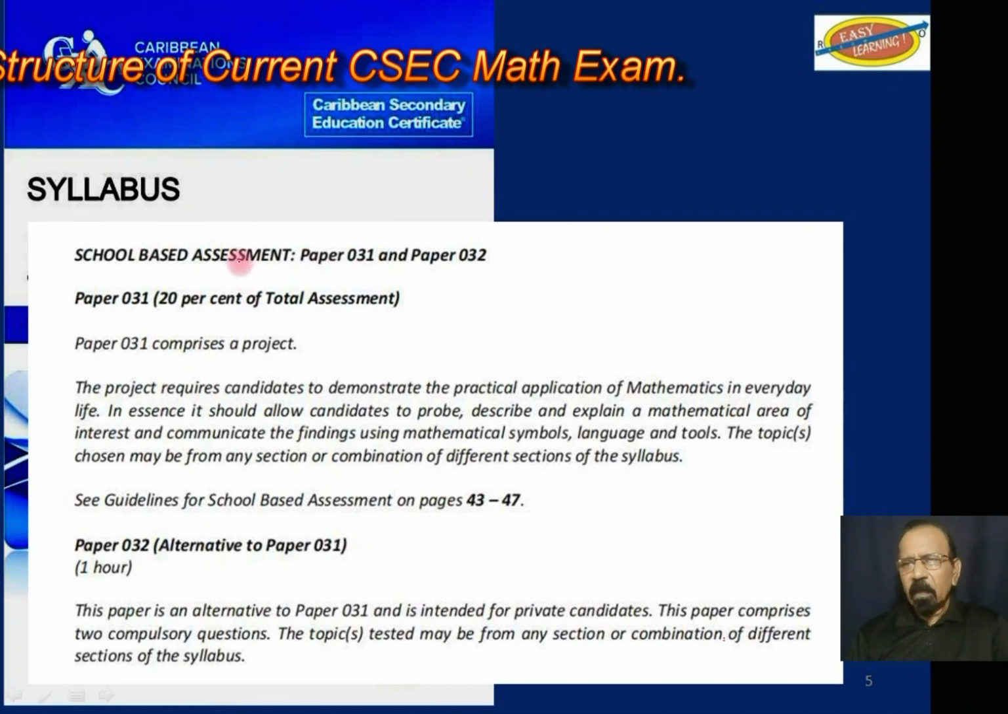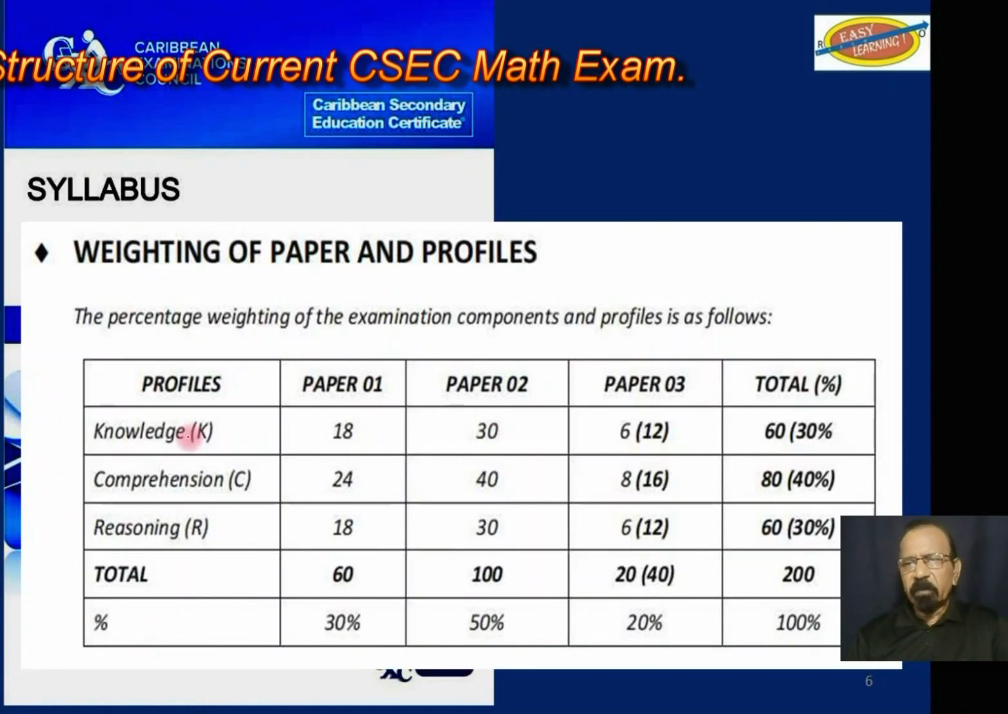And then there is a paper 3. If you are in school, it's a school-based assessment. If you are not in school and you are taking this exam as a private candidate, there is an alternative to paper 031. As it relates to marks, paper 1 would carry 30% of your marks. That's a multiple choice. Paper 2, 50%. That's a structured. And paper 3, 20% of your final marks.